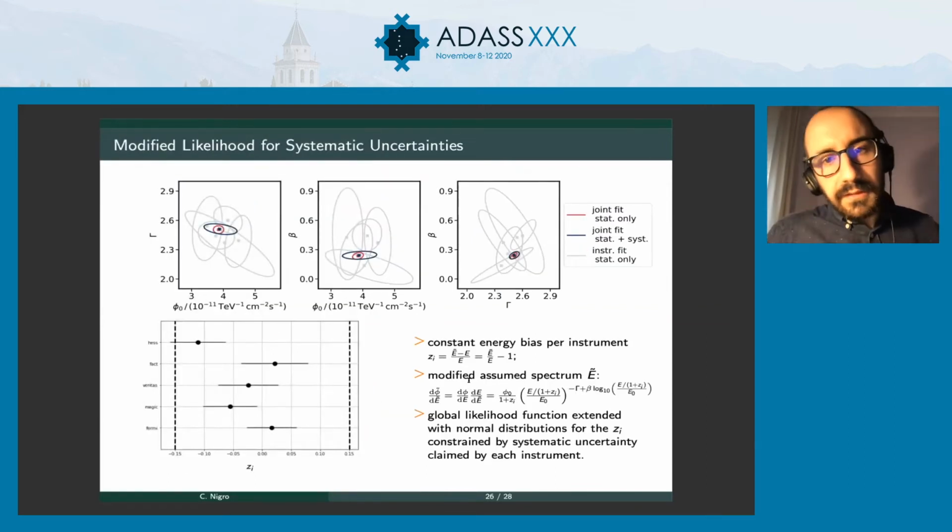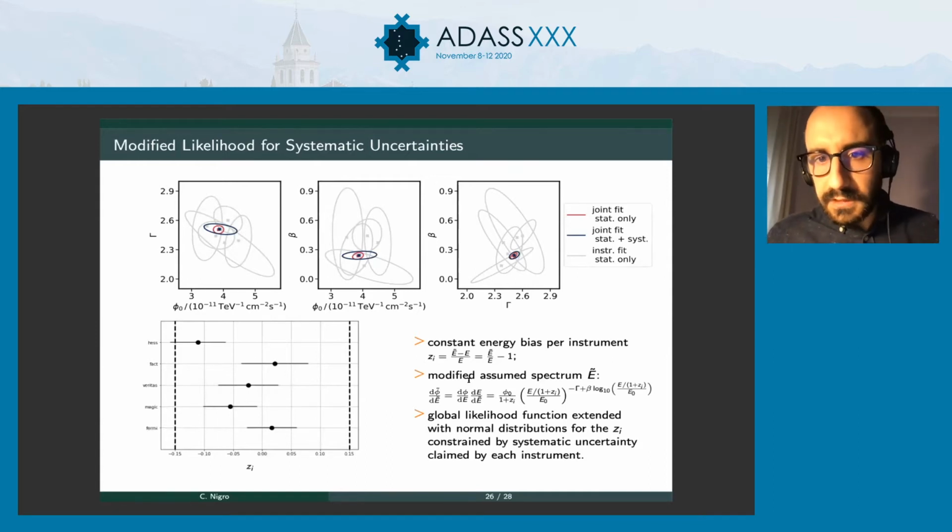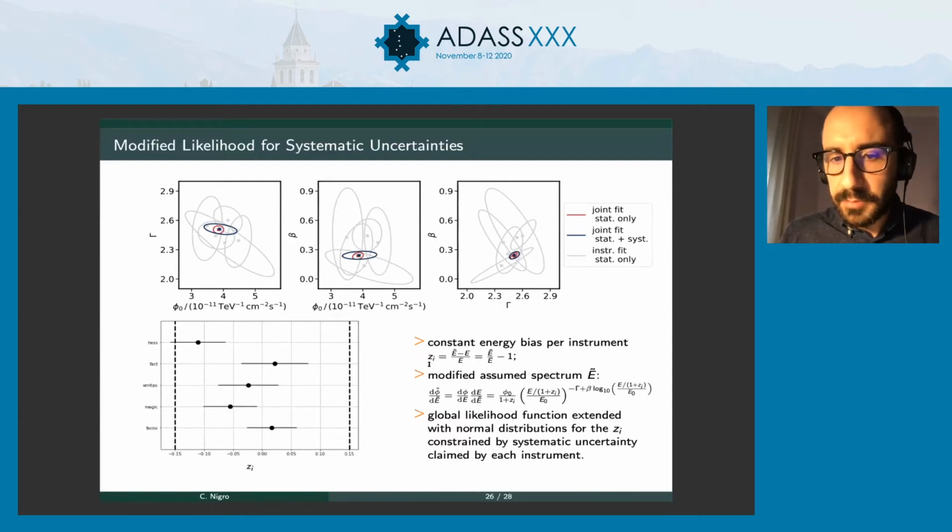But having the data in the same format also offers us the possibility to study the systematic uncertainties that affect our instruments. In particular, we try to cook up a recipe to estimate the systematic uncertainties in the energy scale, which we estimate is the effect that dominates our data, given such a small amount of data. So we introduced a constant energy bias per each instrument, and we modified the assumed spectrum to account for it.